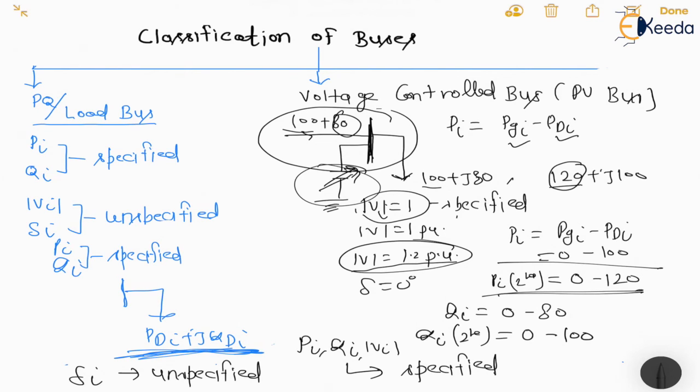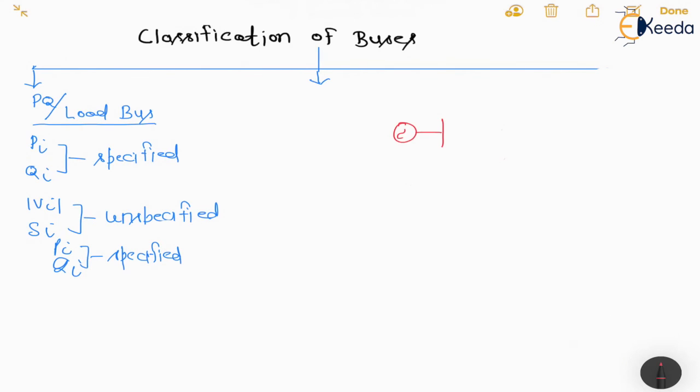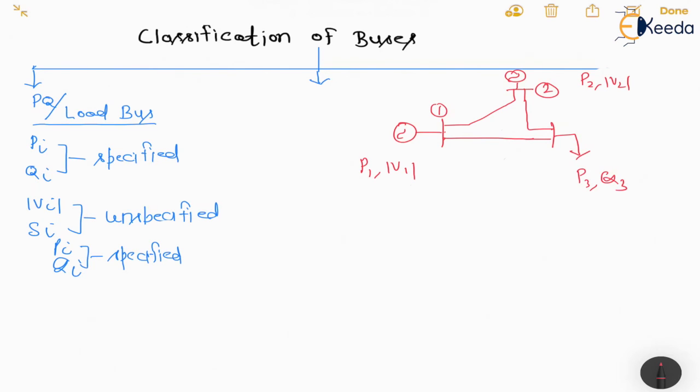Now we are going to understand the concept of the slack bus. So let us assume we have a three bus power system. I am taking only generator buses at 1 and 2, and these are considered to be PV buses, meaning this is P1 and V1 specified, and this is P2 and V2 specified, and this is P3 and Q3 specified.